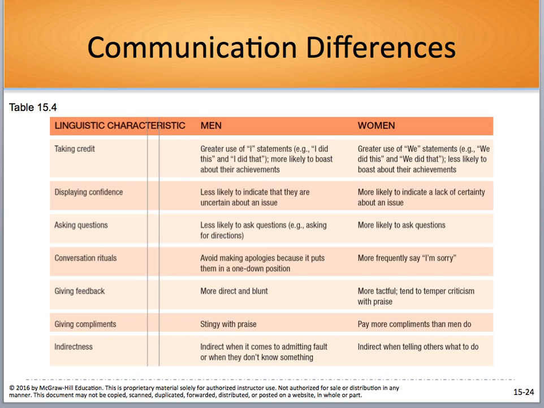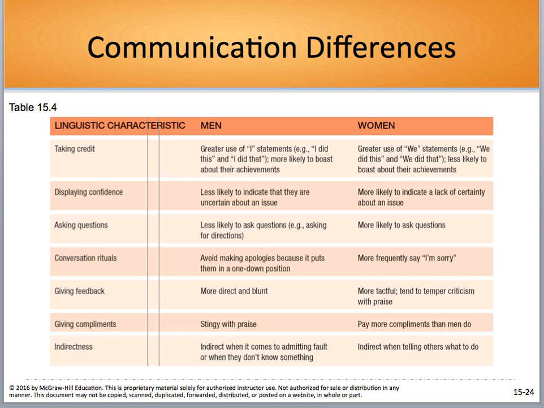The displaying of confidence. Women are more likely to indicate a lack of certainty about an issue, while men are less likely to do so. Men will actually display a greater confidence in an issue or area, even if they are totally clueless about it. Women are more likely to ask questions than men are, and women are more likely to say they're sorry more frequently, while men will avoid making apologies because it puts them at a somewhat, in their mind, disadvantage. You feel weaker when you have to apologize.